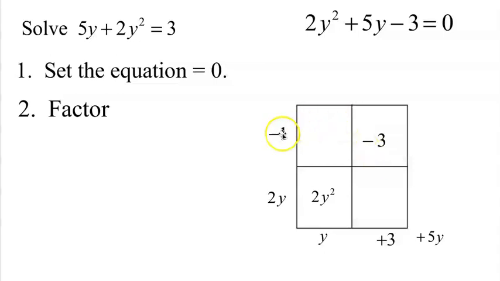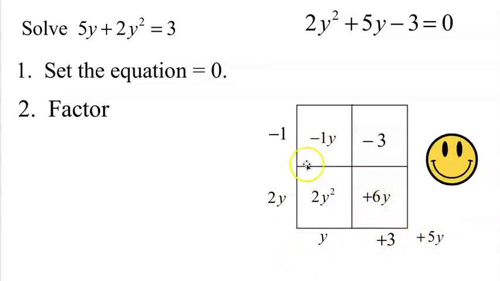What did we try here? Negative 1 times y is negative 1y. 3 times 2y is 6y. And you can see that 6y plus negative 1y is 5y. So we have successfully factored that. And always make sure that this last corner, 3 times negative 1, really is negative 3. And it is. So we factored this, and the result is 2y minus 1 times y plus 3.